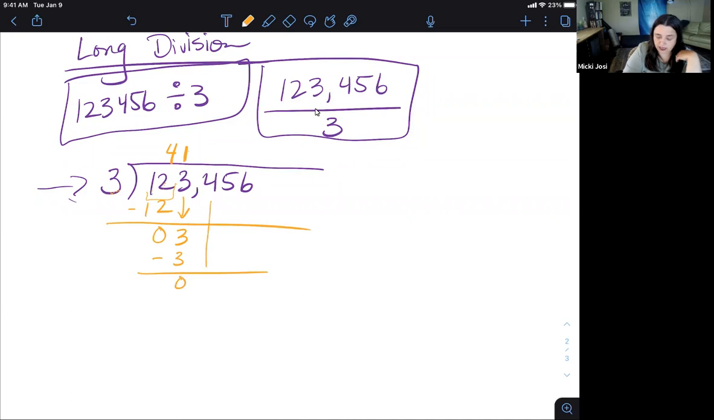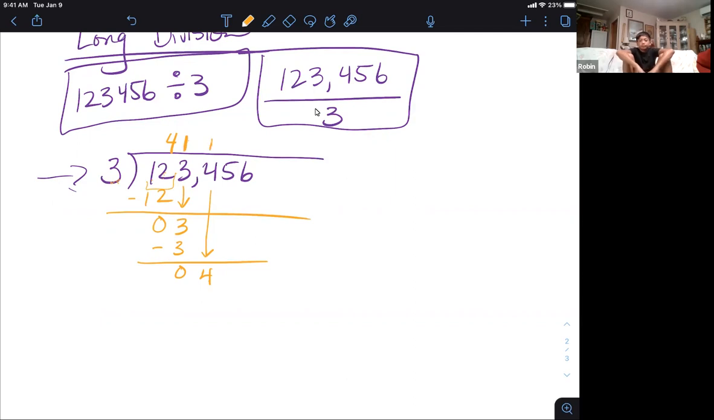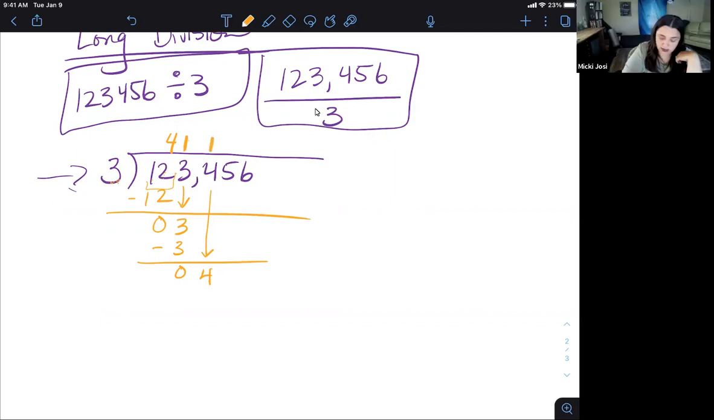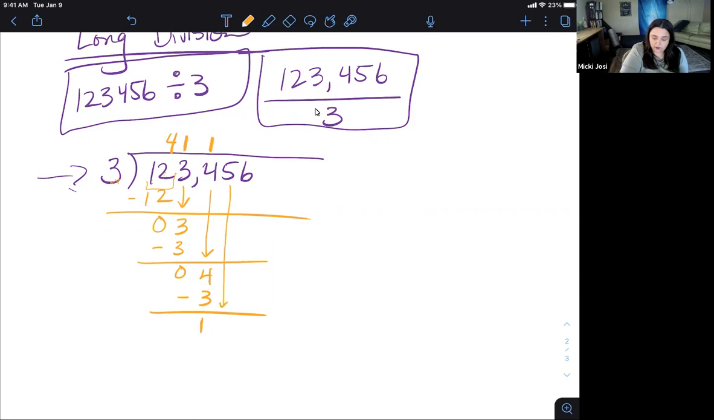I'm going to bring down the 4. How many times does 3 go into 4? 1. So we put a 1 above the 4. 1 times 3 is 3, not 4. Okay, we subtract. What's 4 minus 3? 1. So we bring that 1 here. That's our remainder. We're going to bring the 5 down.